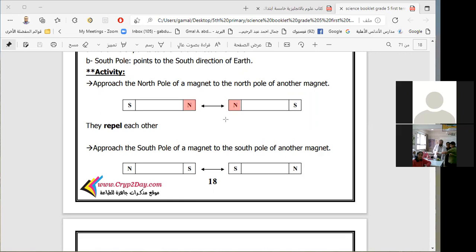So what will happen, my son? I wait for your answer on the chat. Yes, very good, Yahya. Ammar also is good. Repel. They repel each other, because they are like poles or similar poles. If it was north with north, it will repel. And if it was south with south, it will also repel, because we have the law of attraction and repulsion. The law says that like poles repel each other.